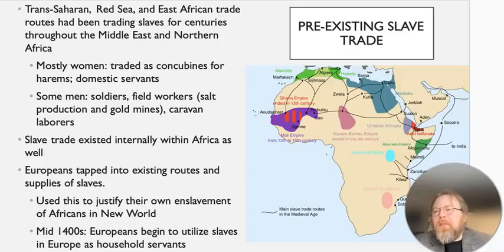So something to think about when we're looking at the impact of Europeans in either the New World or Africa is that the Europeans very rarely invent one of the maladies or one of the social ills that we're going to look at today. They don't invent slavery. They don't invent something like warfare. But what they do is they take it to an extreme degree.